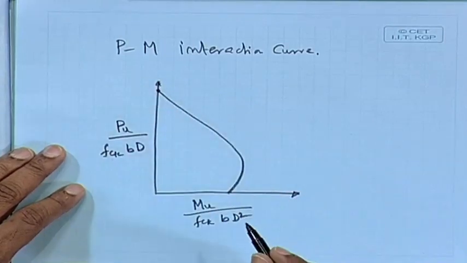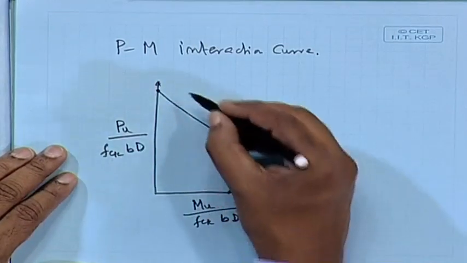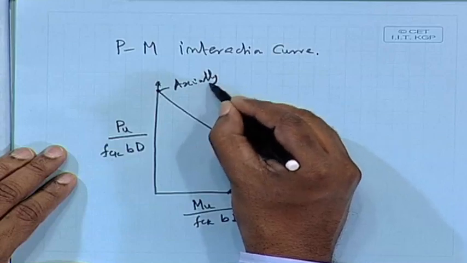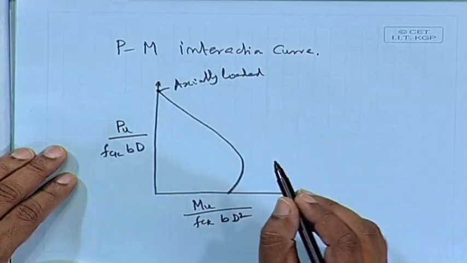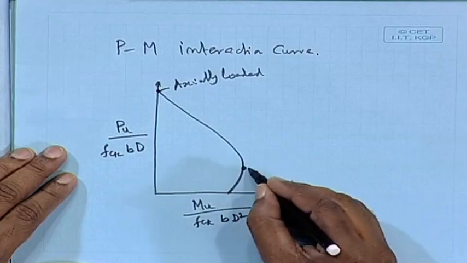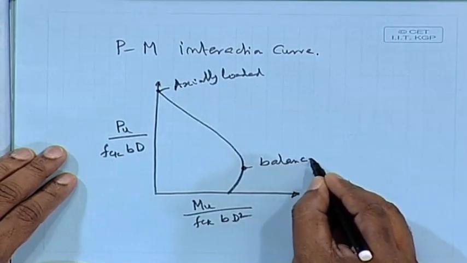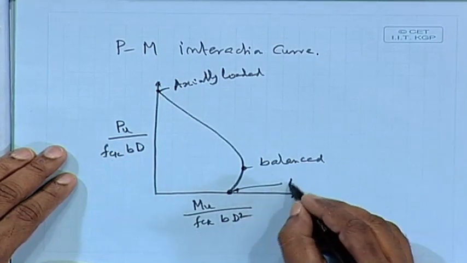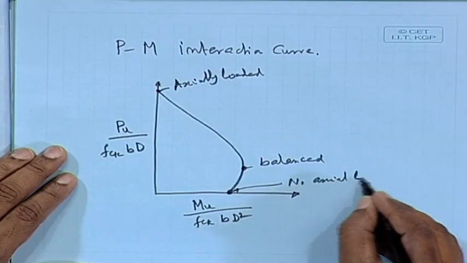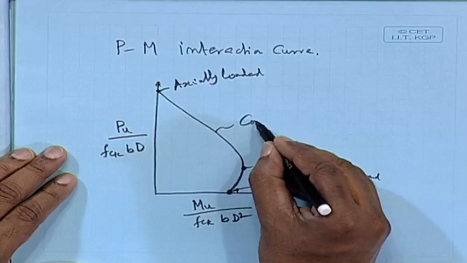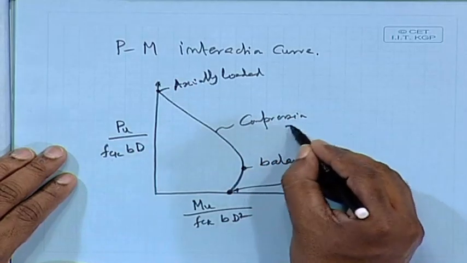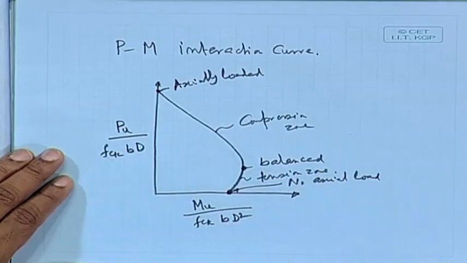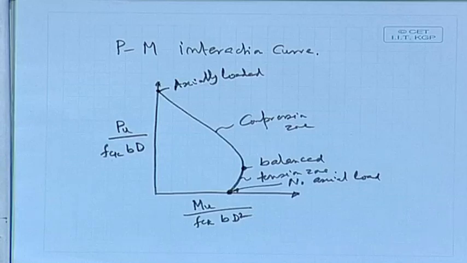What about this point? Because there are a few salient points. This point is axially loaded. There is a certain point here that is balanced. This point has no axial load. This side is the compression zone and this portion is the tension zone. So, depending on the neutral axis position, we can find out.